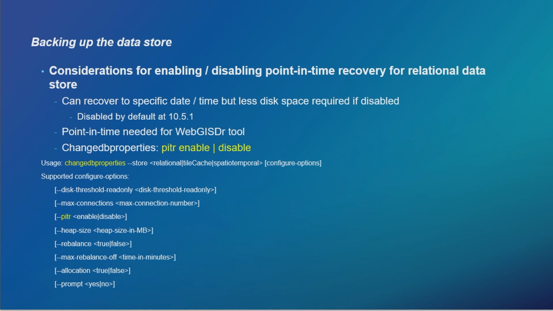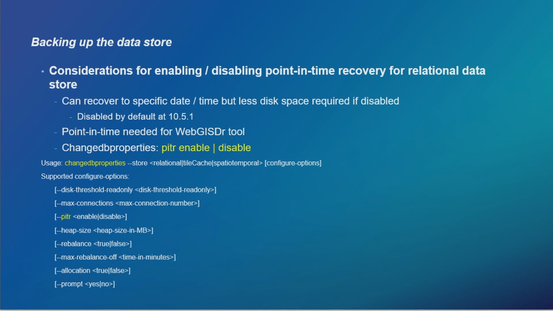So with the relational data store, we have this option of point-in-time recovery, which is a great feature if you need to restore your data store to a specific date and time. Conversely, the negative side is if you look in the backup directory for the relational data store, you'll see all these WAL archives, and it can consume a lot of disk space. So if you're concerned about disk space, and you're not needing to make a restore on a specific date and time, but rather just on a backup name, then you can consider toggling that off.